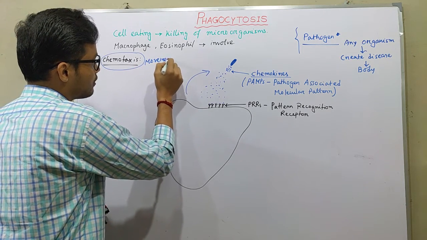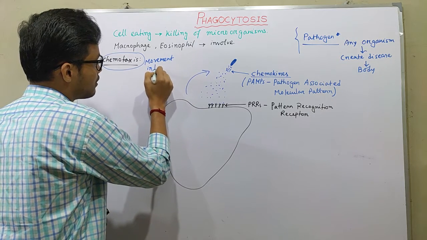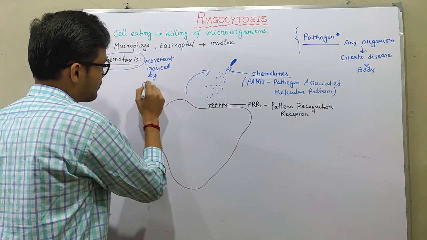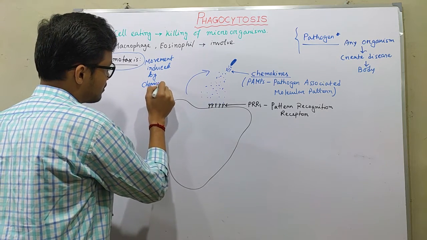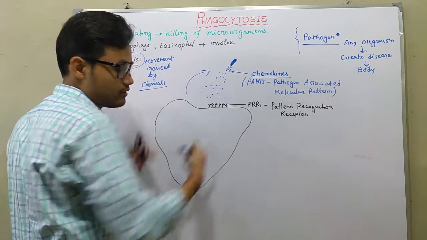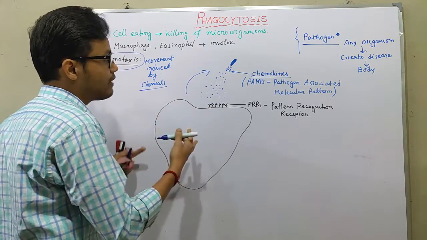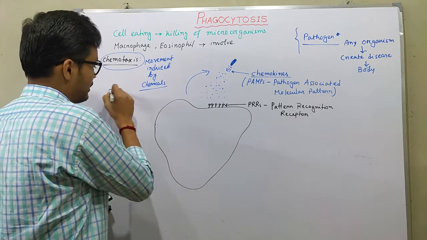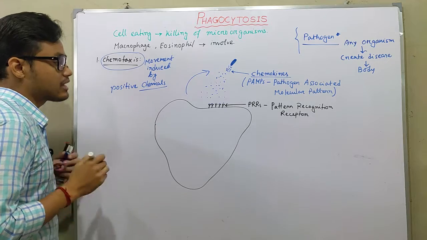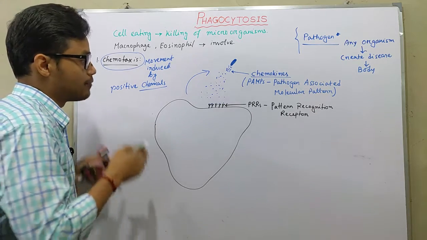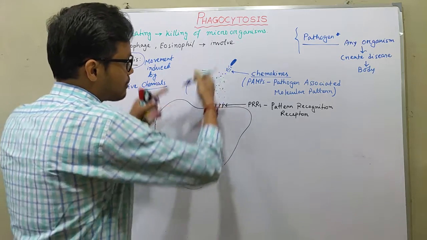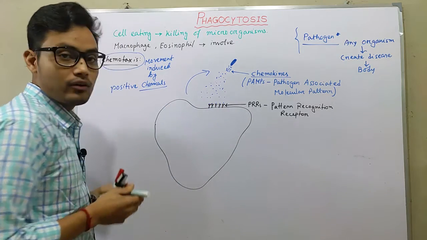So chemotaxis refers to a movement induced by chemicals. And in this case the movement is forward, so that movement is known as positive chemotaxis. By the help of positive chemotaxis the macrophage comes closer to that particular pathogen.